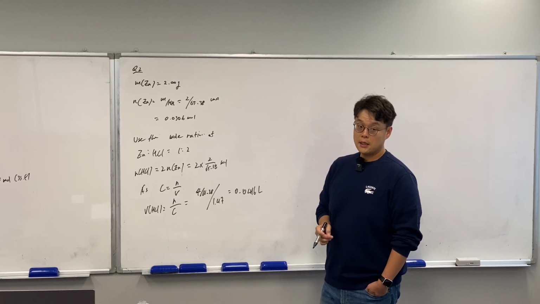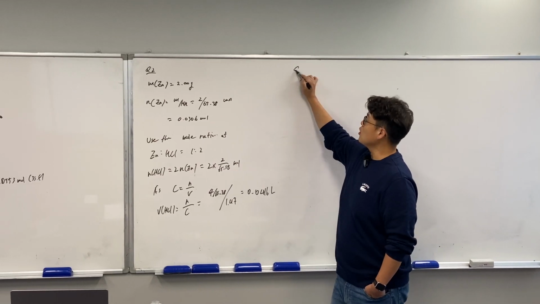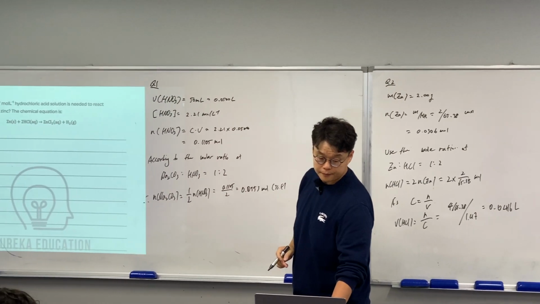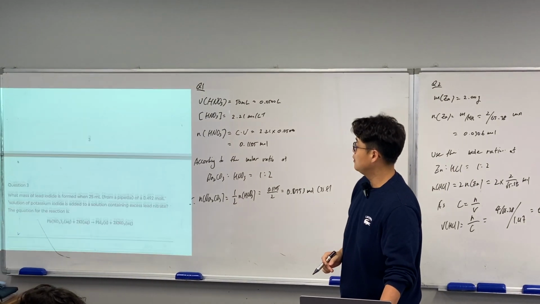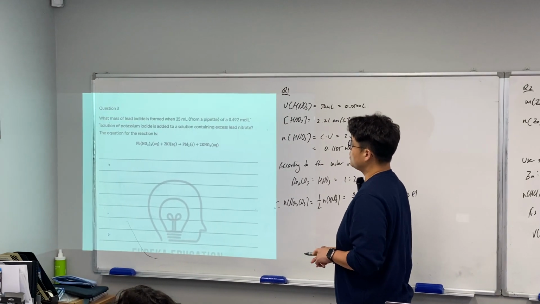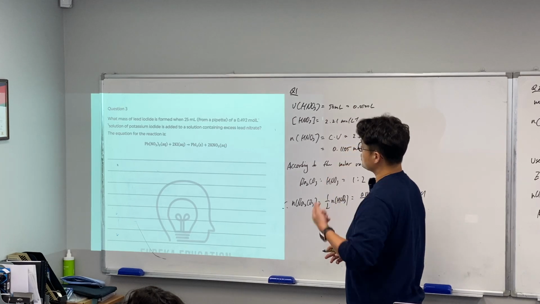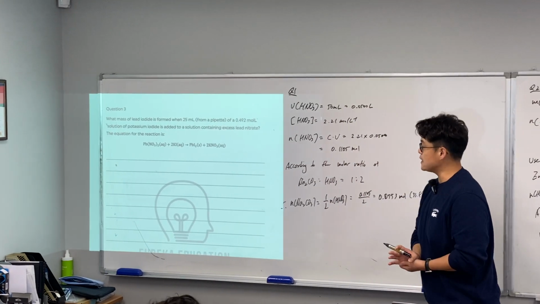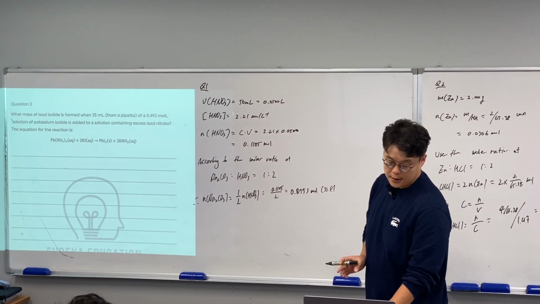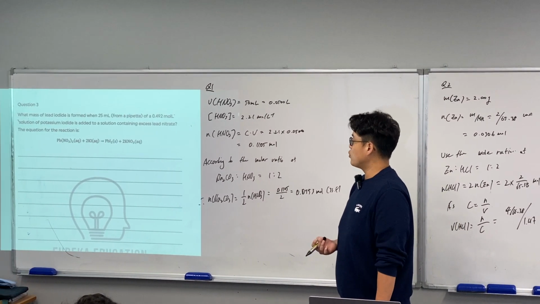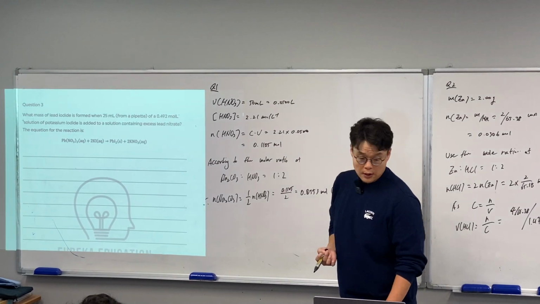Okay, easy. Just no limiting reagents, pretty straightforward questions then. Question 3. What mass of the lead iodide is formed when 25 mL of the 0.492 mole per liter solution of potassium iodide is added to a solution containing excess lead nitrate? Excess means we have a huge amount, so we don't have to worry about the limiting reagent again.